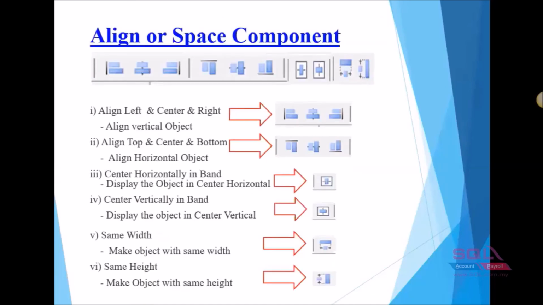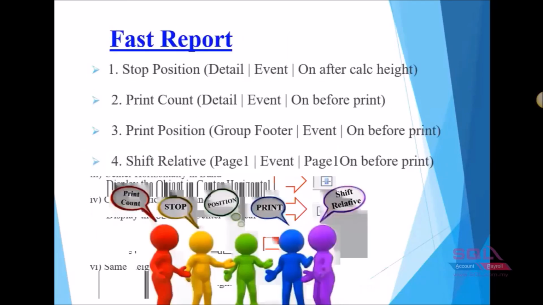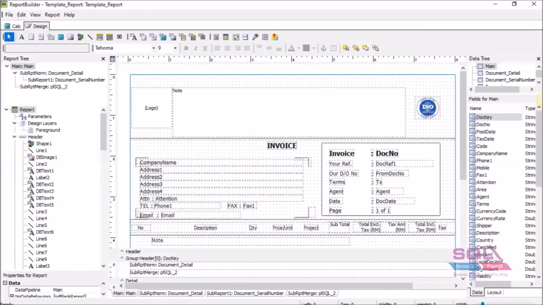And then this one is the alignment. I want to align to the left, align to the right, align to the top, or centralize, or vertical, horizontal, center, or same width, same height. This one maybe I can show you later. And this one we're not going to repeat. Later I will roughly brief you on what you should do in the fast report. So let's go to the fast report.